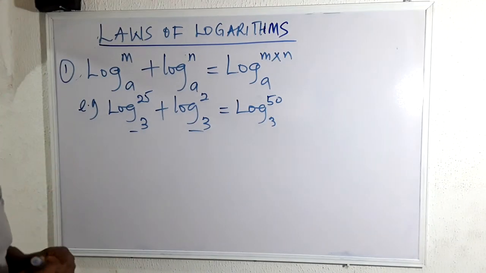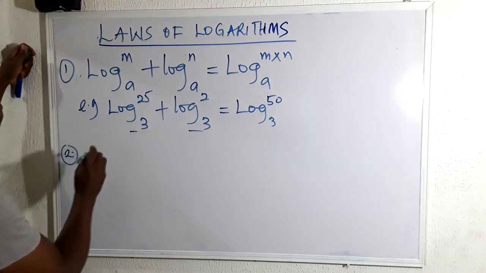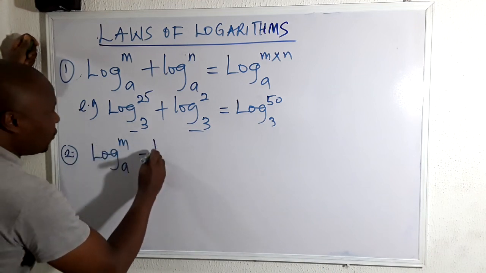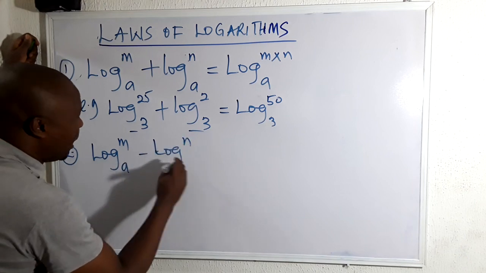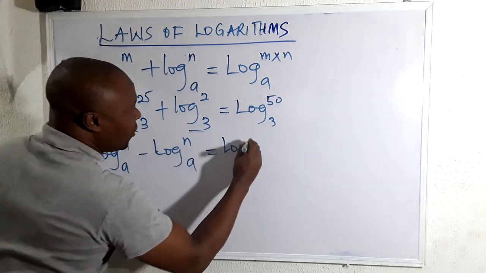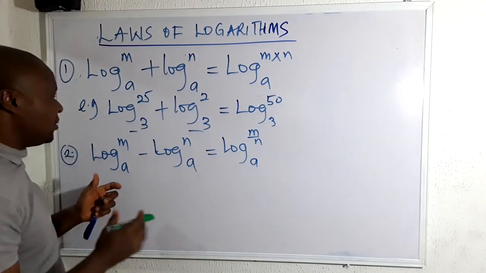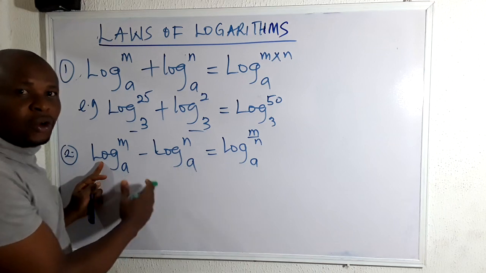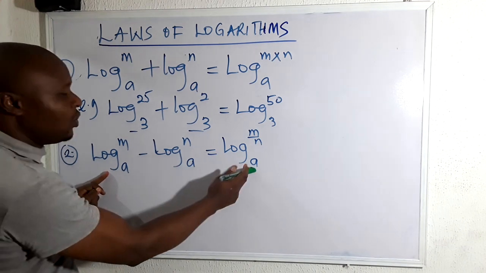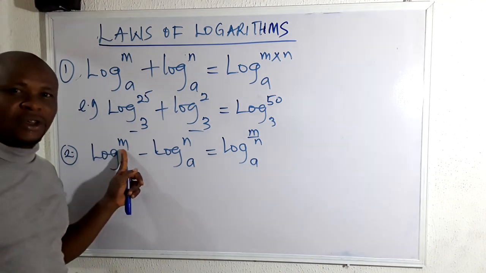So now the second law is called the quotient law. And now it is expressed like this. We have log m to base a minus log n to base a. This is the same thing as log m divided by n to base a. What this means is that whenever we have two logs that are being subtracted that are of the same base, we take one of the logs and then we divide the numbers, beginning with the first number.